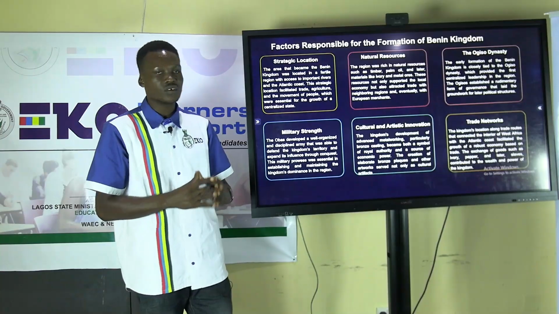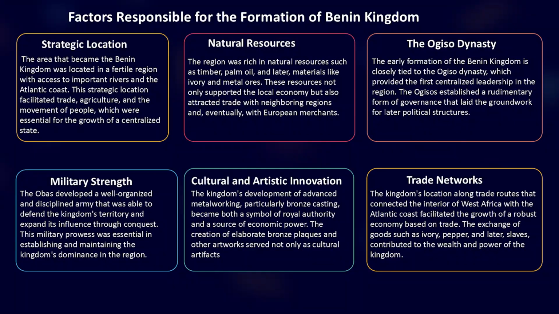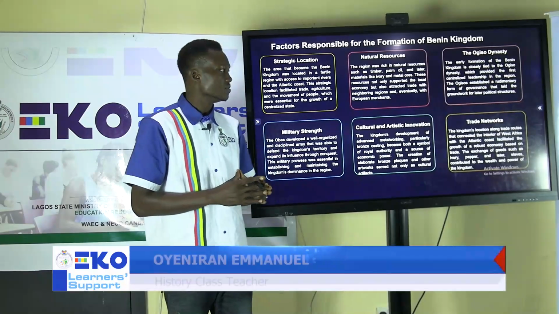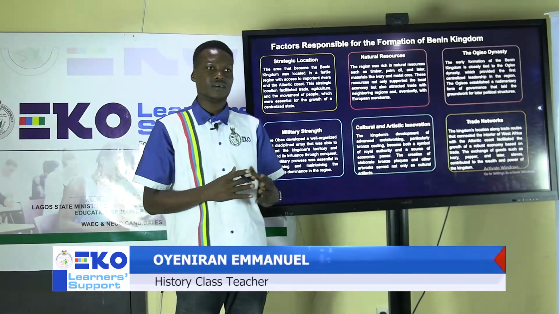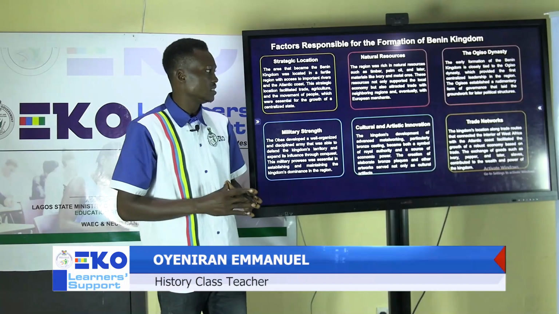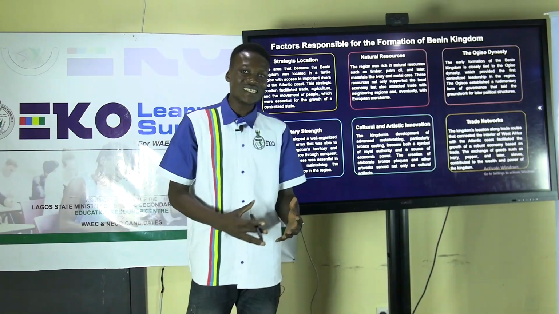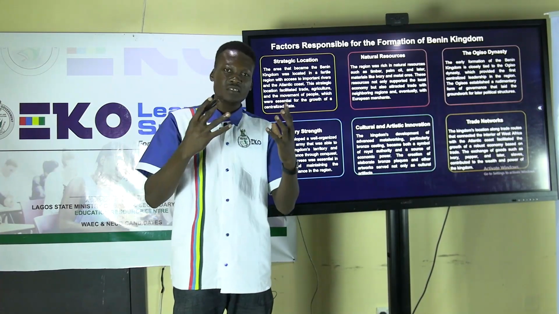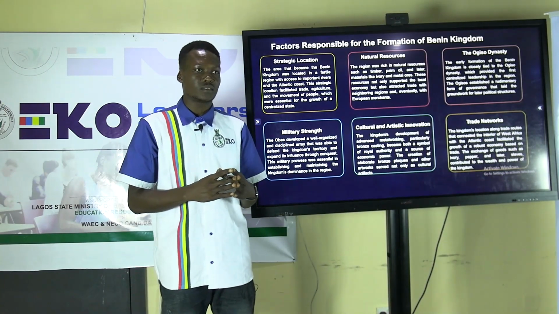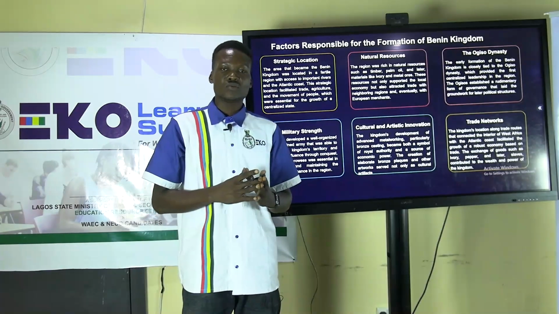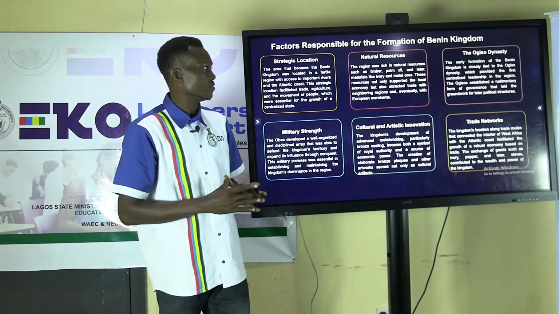2. Natural resources. The kingdom was blessed with some natural resources such as timber, palm oil, and materials like ivory, metal, and others. These resources not only supported the local economy, but also attracted foreign traders. And this eventually led to the formation and the growth of the kingdom.